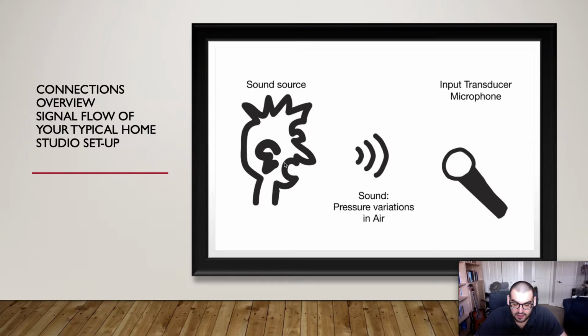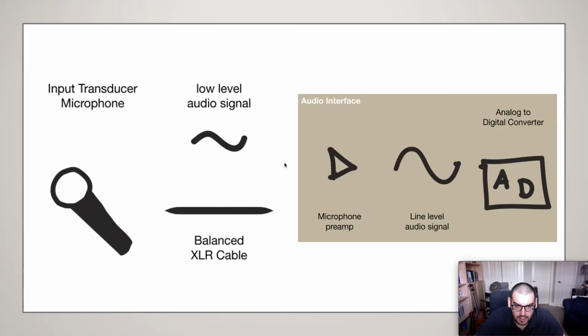That sound then gets to the microphone, which is an input transducer, and that's going to convert the sound pressure variations into voltage variations, or what we would call an audio signal that goes along a wire. And microphones generally connect with an XLR cable, which we'll look at in detail coming up here. That cable is going to be connected to your audio interface.